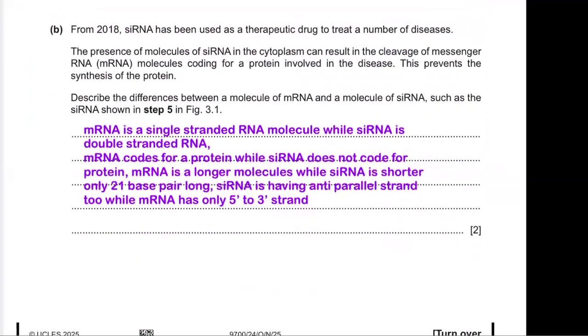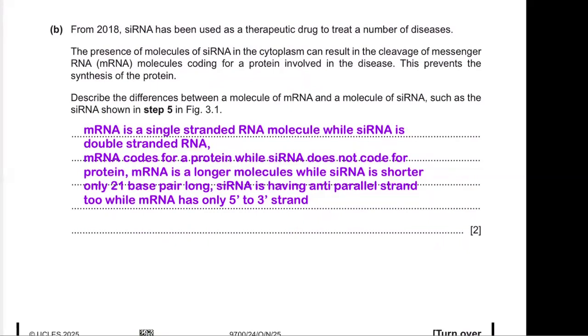From 2018, siRNA have been used in therapeutic drug treatment to a number of diseases. The presence of siRNA molecules in the cytoplasm can result in the cleavage of messenger RNA molecules coding for protein involved in diseases. This prevents the synthesis of protein. Describe the differences between a molecule of mRNA and a molecule of siRNA.